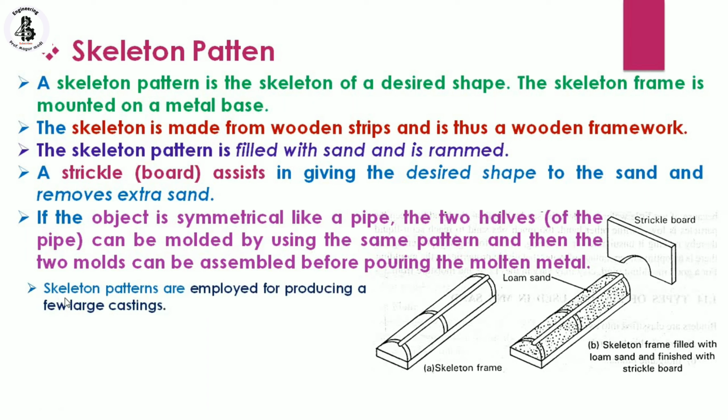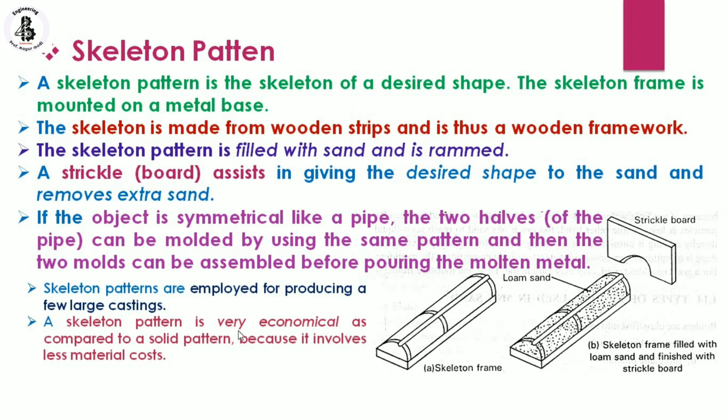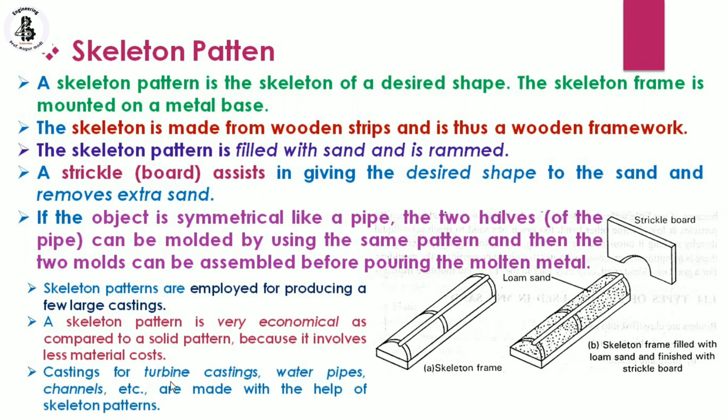Basically, skeleton patterns are employed for producing a few large castings. That is the main advantage. A skeleton pattern is very economical as compared to solid patterns because it involves less material cost. Castings such as turbine castings, water pipes, channels, etc. are made with the help of skeleton patterns. These are the common applications of this pattern.